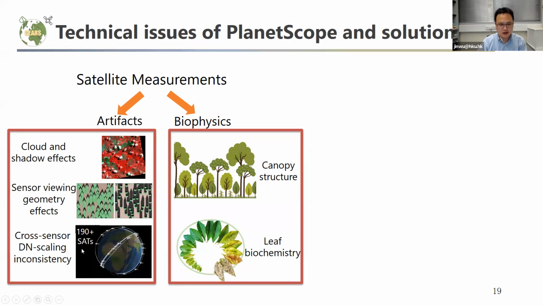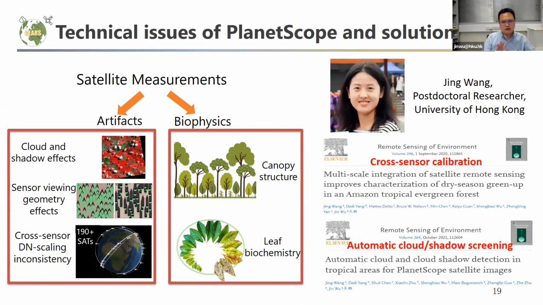Another thing is the PlanetScope satellite is quite different from other satellites. For example, Landsat only has 2 sensors, but the PlanetScope satellite has more than 190 sensors. That means across different sensors, the DN scaling also has inconsistency issues that need to be considered. So that's the reason to minimize the artifacts.